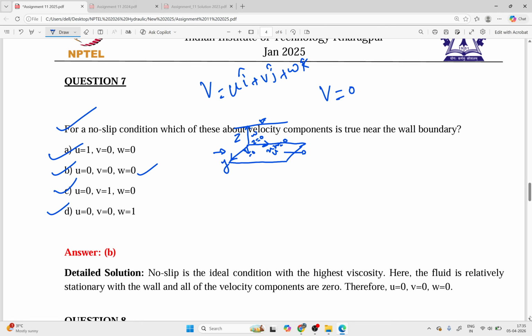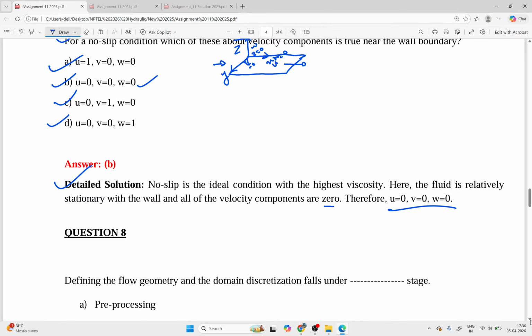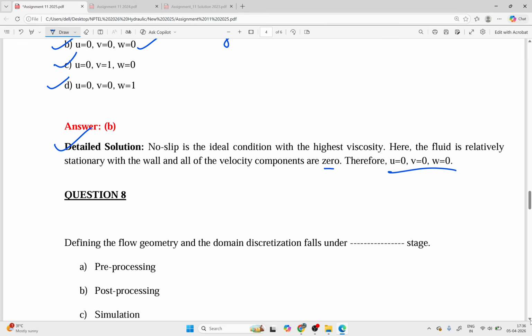So let me just read the detailed solution. No slip is an ideal condition with the highest viscosity. Here the fluid is relatively stationary with the wall, and all velocity components are 0. Therefore u, v, w will be 0. Let us move on to the next question. Question number 8.